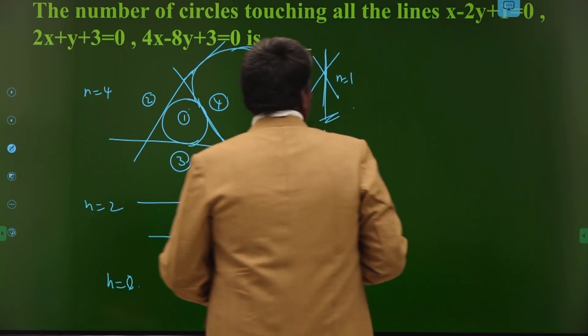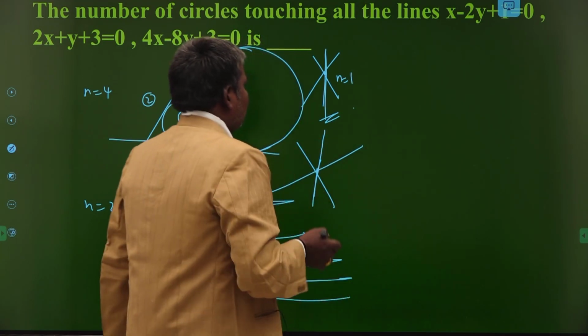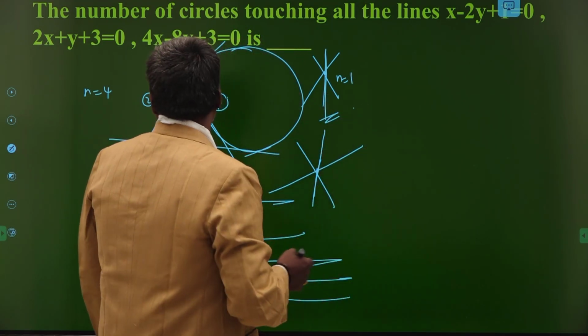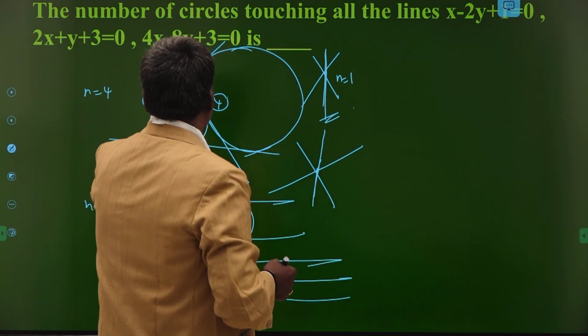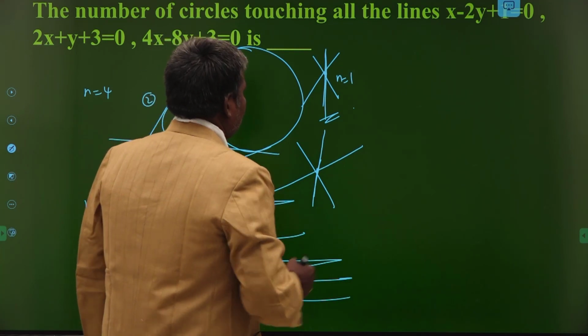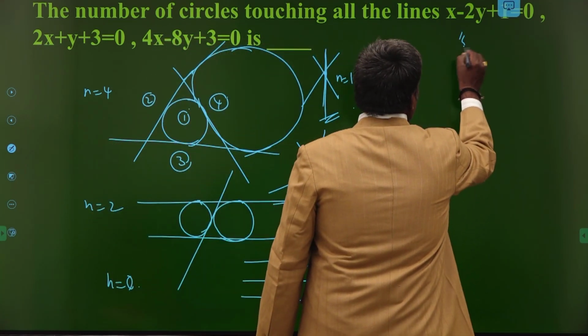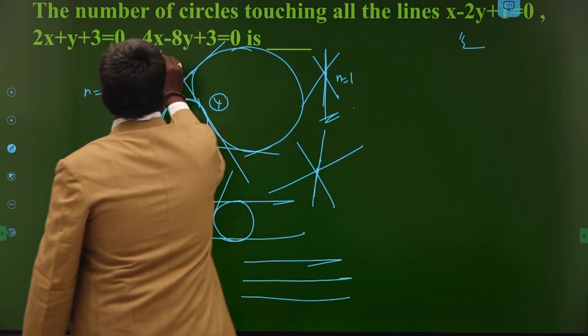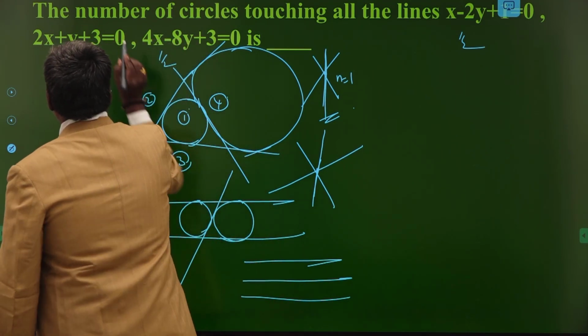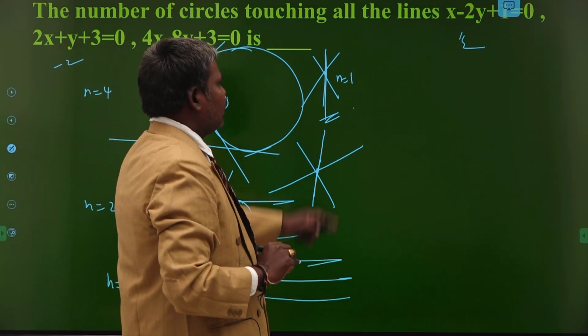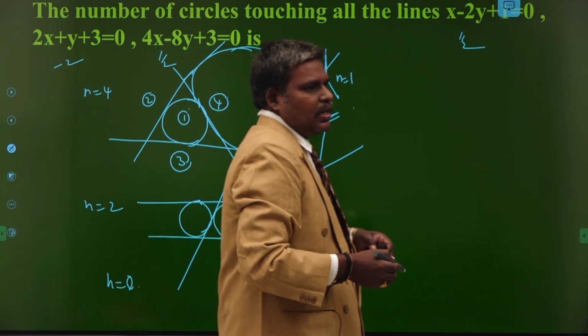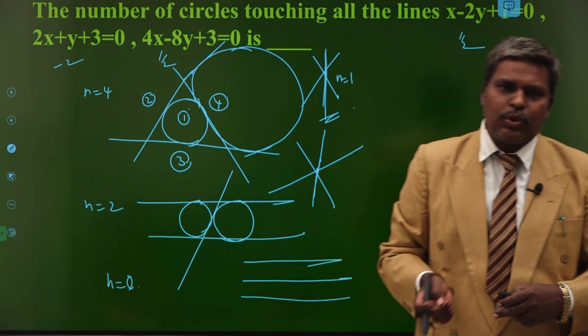Now, for this problem, let us try to draw the figure: x minus 2y plus 1 equal to 0, 2x plus y plus 3 equal to 0, 4x minus 8y plus 3 equal to 0. What is the slope here? 1 by 2. The slope of this line is also 1 by 2. Its slope is minus 2. Am I correct or not? Out of the 3 lines, 2 are parallel and the third one is perpendicular to these 2 lines.